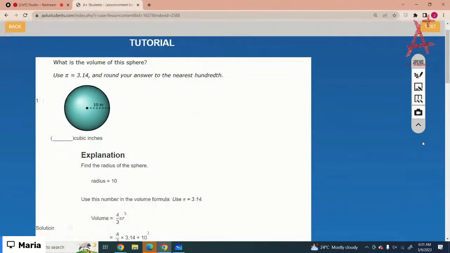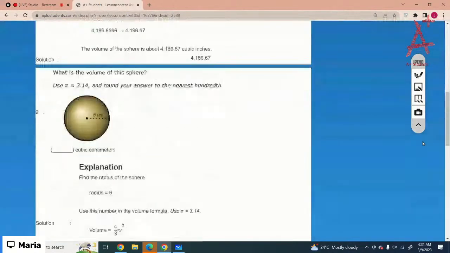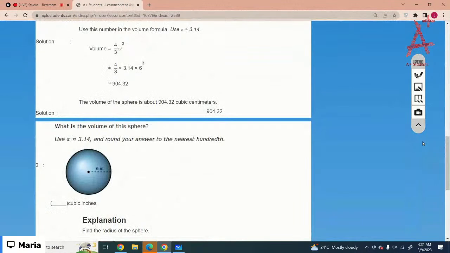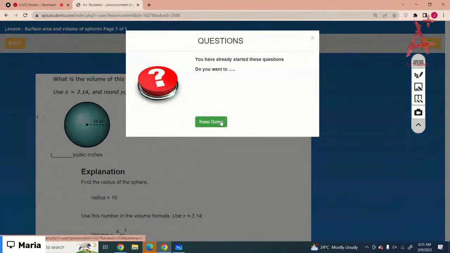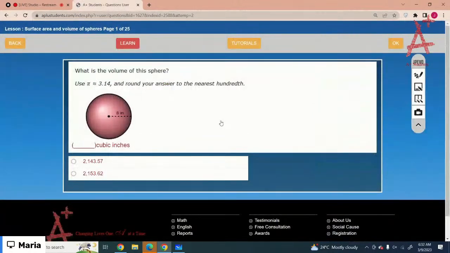That is volume, but what is the surface area? Okay, let's start with the test questions. Okay, keep going. What is the volume of the sphere? The volume of the sphere is V equals 4 by 3 pi r cube.